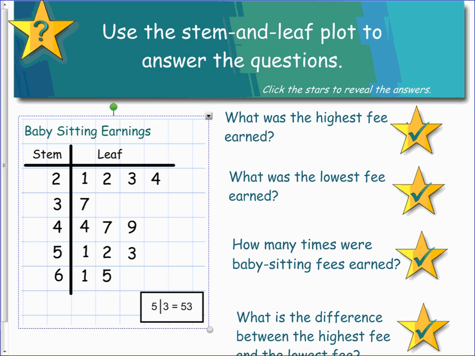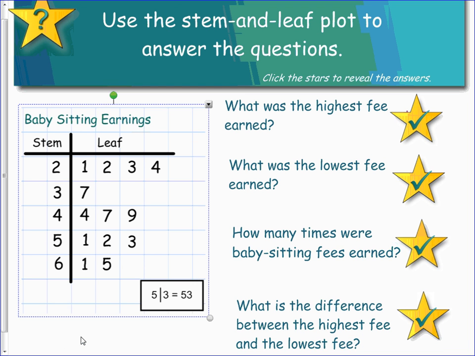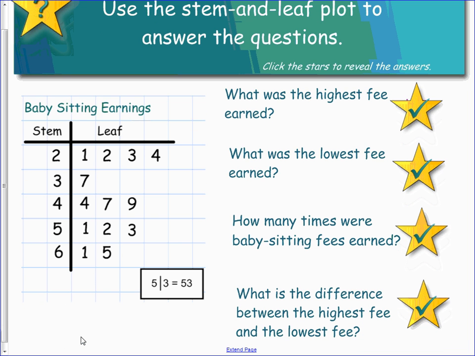All right, now we're going to answer a couple questions about it. On your stem and leaf, I want you to answer these 4 questions, and make sure you bring the answers with you ready to class. Looking at the stem and leaf plot, you have to figure out what was the highest fee earned, the lowest fee earned, how many times babysitting fees were earned, and the difference between the highest and lowest fee. If you need to, go back and rewatch the video.